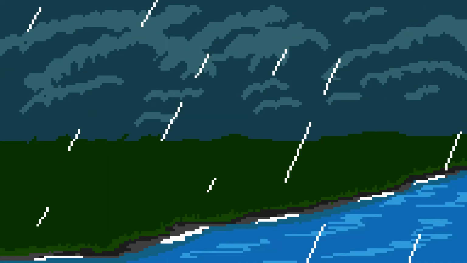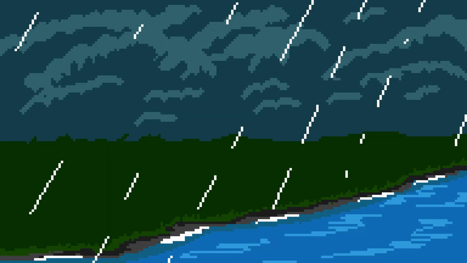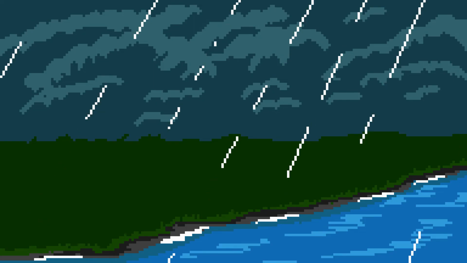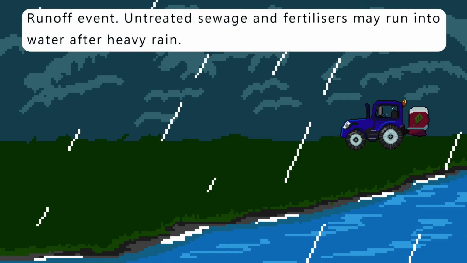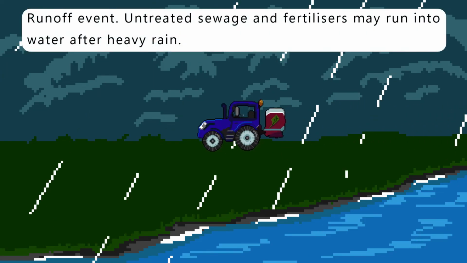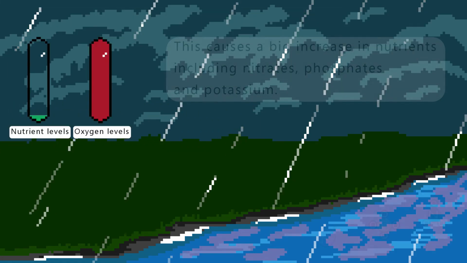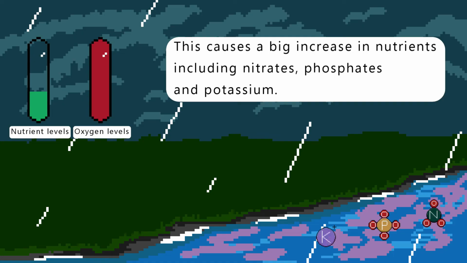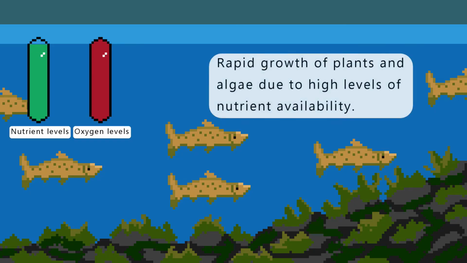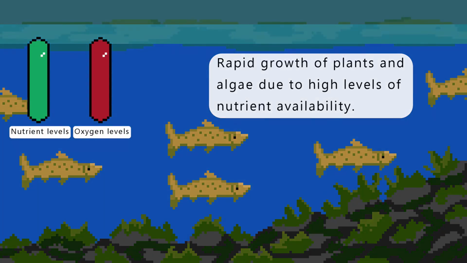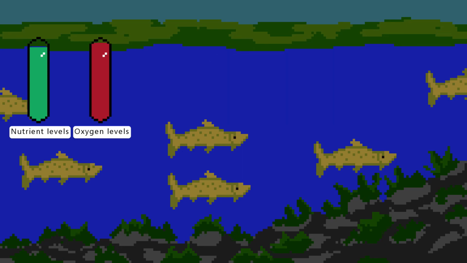Here is the sequence of events that lead to this. Fertilizers and untreated sewage enter the waterways because excess rain and bad timing of fertilizer application causes nutrients to flood into the water. This causes a big increase in nutrients, including nitrates, phosphates, and potassium. The surface plants, and specifically surface algae, experience rapid growth, utilizing the abundant availability of nutrients.